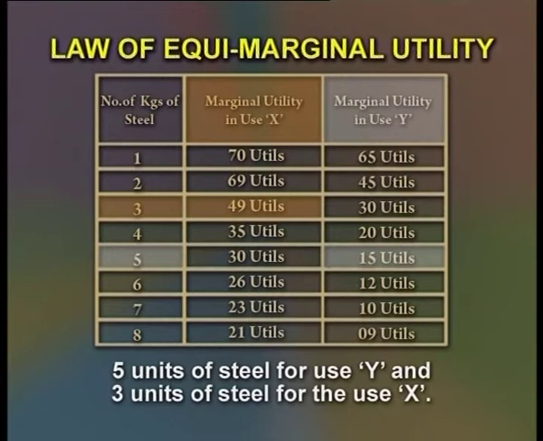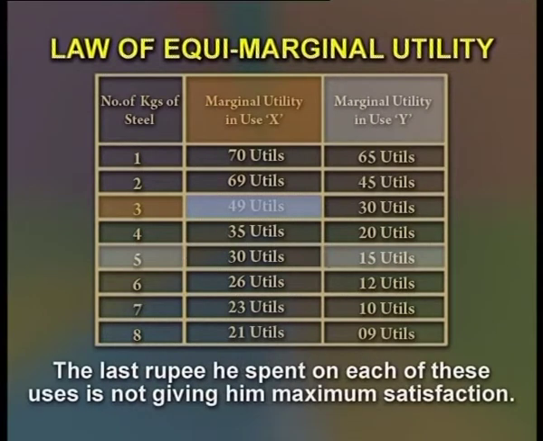So, here we can see that if he decides to spend 5 units or kgs of steel on use Y, he will derive lesser utility, and when he spends the remaining 3 units on use X, he will derive more additional satisfaction, which is 49 utils. And therefore, we can see that the last unit spent on each of these uses is not giving him maximum satisfaction.